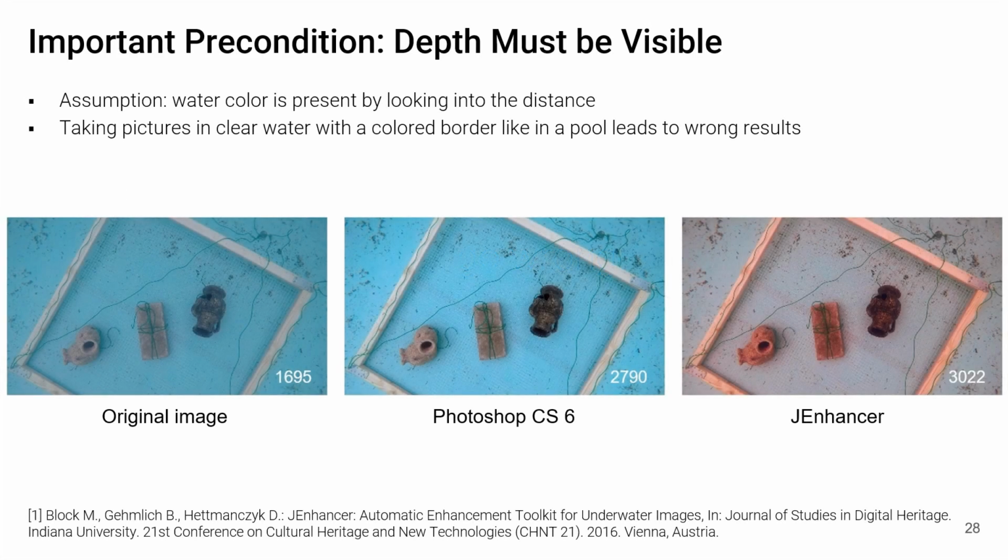At the beginning, we had made the assumption that the watercolor must be clearly visible somewhere in the pictures. So we look into the distance with the images. If, for example, we take pictures from a pool where visibility is normally very good and we always see the blue border, then the program incorrectly assumes this color to be the watercolor and produces a very strange result.